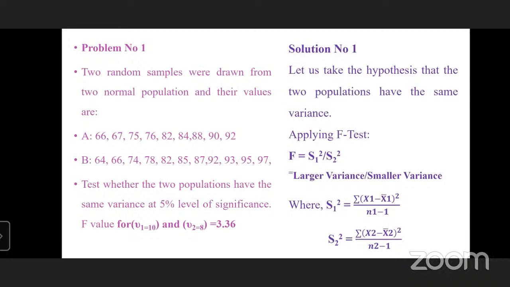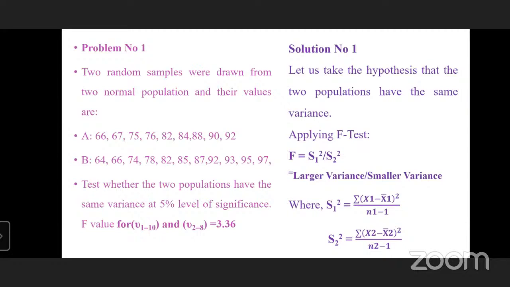पहिल्यांदा हायपोथेसिस. Let us take the null hypothesis that the two populations have the same variance. आता there is no significant difference म्हणा किंवा the variance of the two populations have same variance म्हणा किंवा there is no significant difference between the variance of these two populations असं म्हणा चालतं.